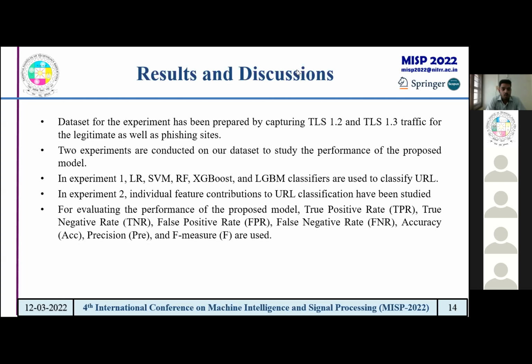two experiments on our data set. In experiment one, we studied how various machine learning classifiers perform on our data set for the classification of URLs. And in experiment two, we studied individual features, meaning we trained our model with a single feature and checked how much accuracy it gave for the classification of URLs. For evaluating performance, we used traditional metrics like true positive rate, false positive rate, true negative rate, and accuracy, precision, and F scores.